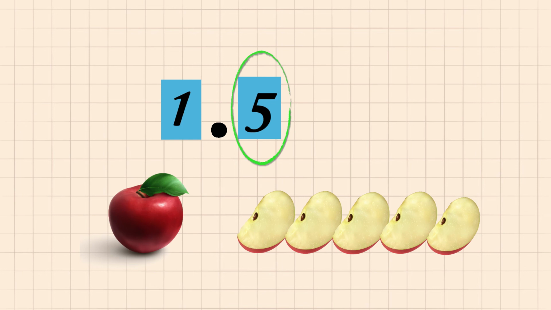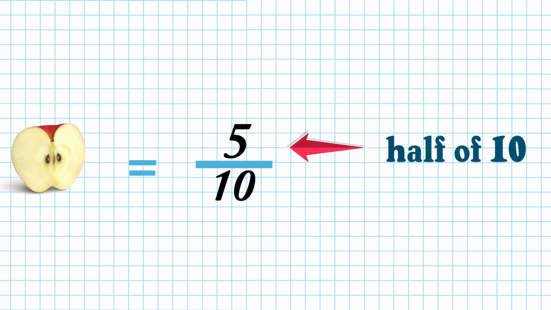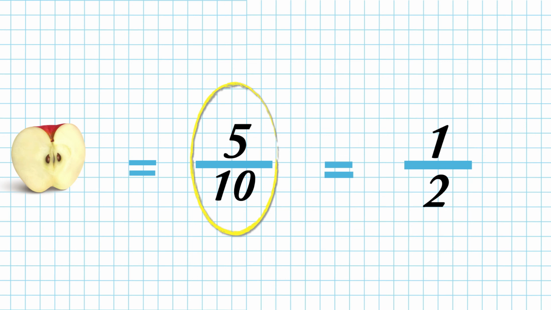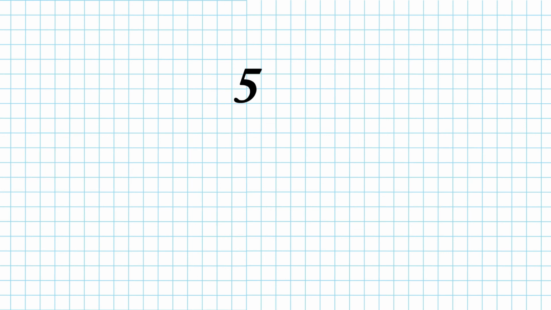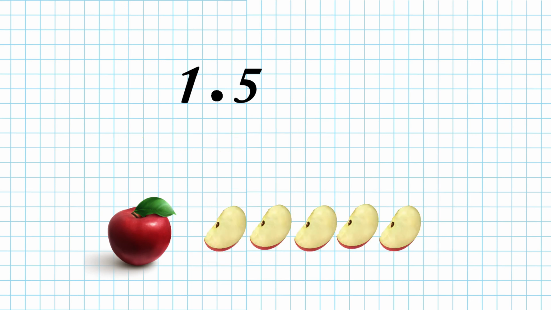Let's pause here. Do you notice if we put them together, it is exactly half of an apple? As 5 is half of 10. So this fraction equals 1 upon 2, which means having 1.5 apples is exactly having one and a half apples.